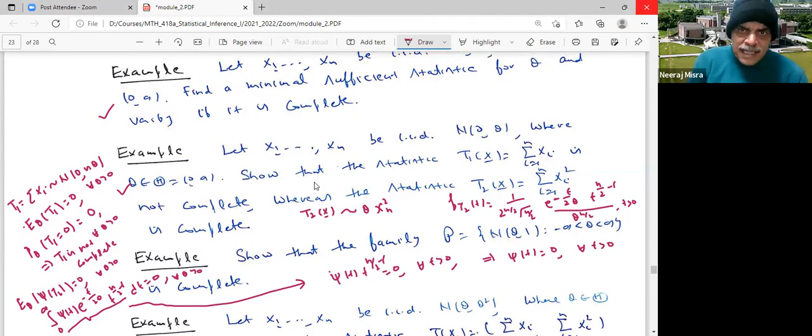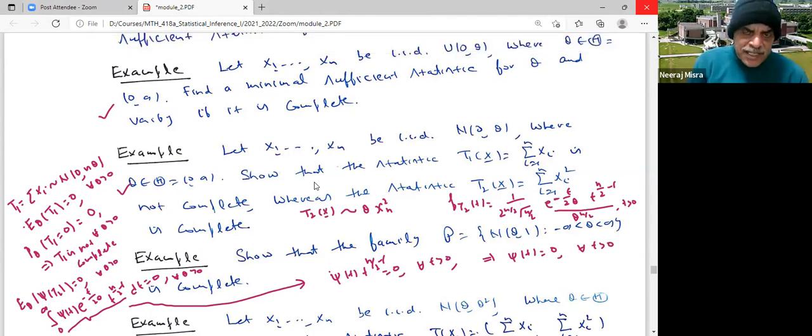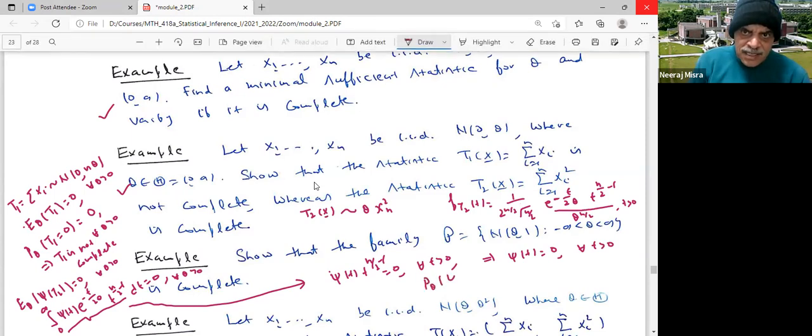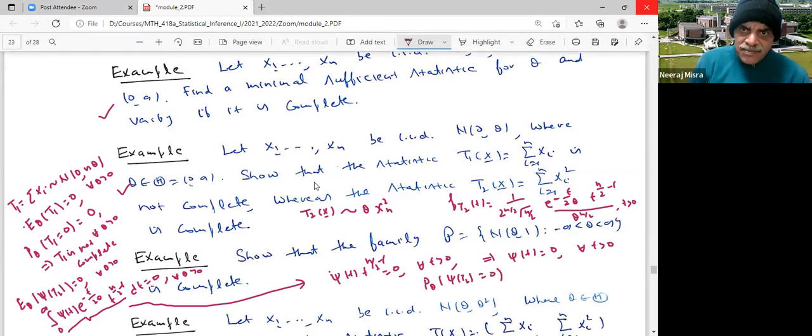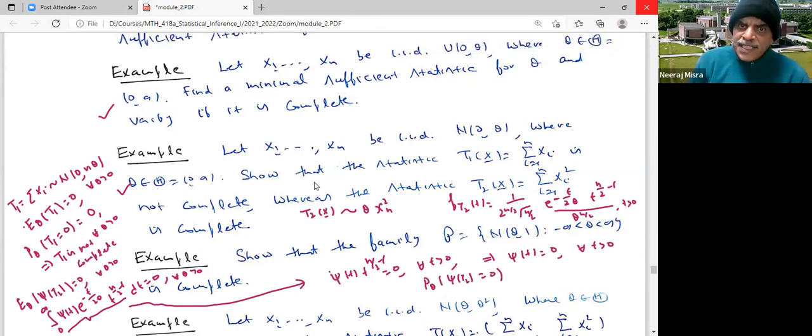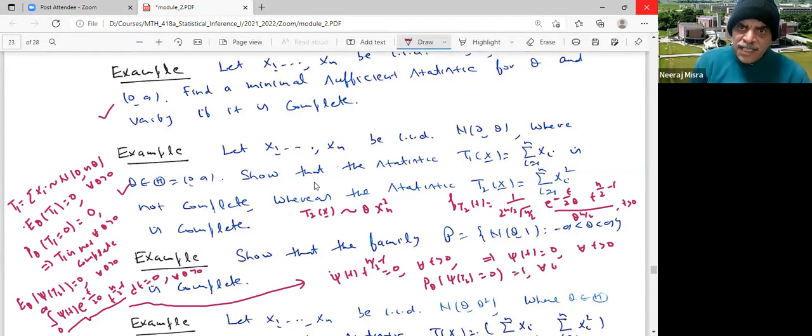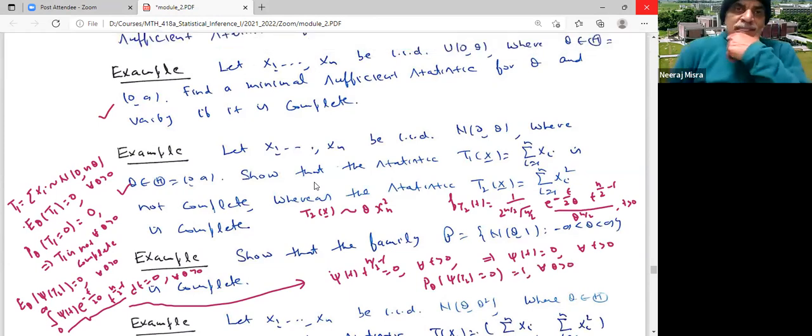But T2 has a chi-square distribution, so it takes only positive values with probability 1. So probability that psi T2 is equal to 0, because psi t is 0 for every t greater than 0, would be 1 for every theta greater than 0. That proves that T2 is complete.